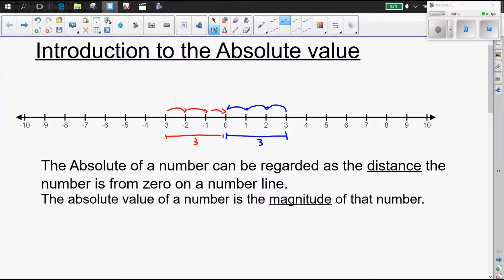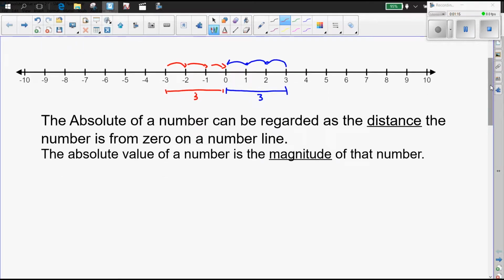So we say that the absolute value of a number can be regarded as the distance the number is from 0 on a number line. The absolute value of a number is also the magnitude of that number. So I write that the absolute value of 3 is 3 because the number 3 is 3 units away from 0. And I also write that the absolute value of negative 3 is 3 because negative 3 is 3 units away from 0 looking at the number line.